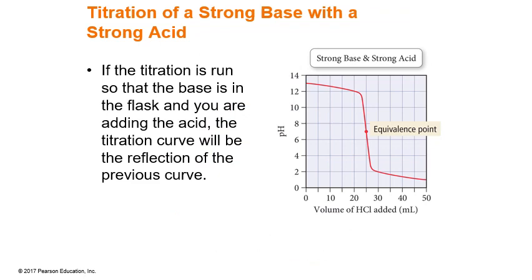Now, if we titrate a strong base with a strong acid, again, we know that it is a base because the pH is starting high and eventually getting low. We're adding hydrochloric acid, which is a strong acid. We can also tell because our equivalence point again falls at a pH of 7. We're starting high because the base is in our flask. We're titrating with an acid, so the acid is in our burette.